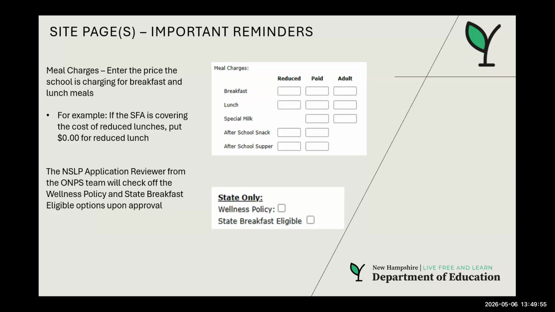Also, at the bottom of each site application where it says state only, these items will be checked off by the state agency application reviewer, not by the district. So when you submit the application, please make sure where it says state only, those two boxes are left unchecked.